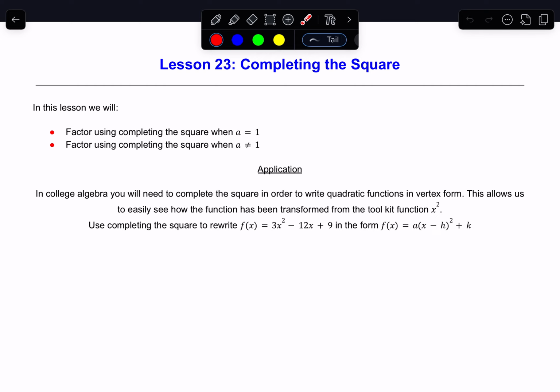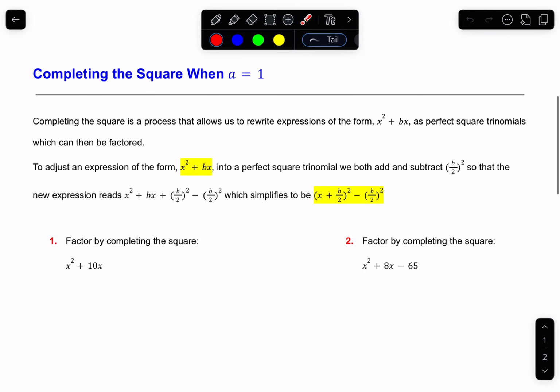And we already know a little bit about quadratics, but basically all it does is take this x squared function, which is a parabola, and shift it side to side or up or down. So we'll come back to this one at the end. But first we got to learn how to complete the square in the easy case, which is when a is equal to 1. So completing the square is a process that allows us to rewrite expressions of the form x squared plus bx as perfect square trinomials, which can then be factored. In order to do this, we have to complete the square, hence the name.